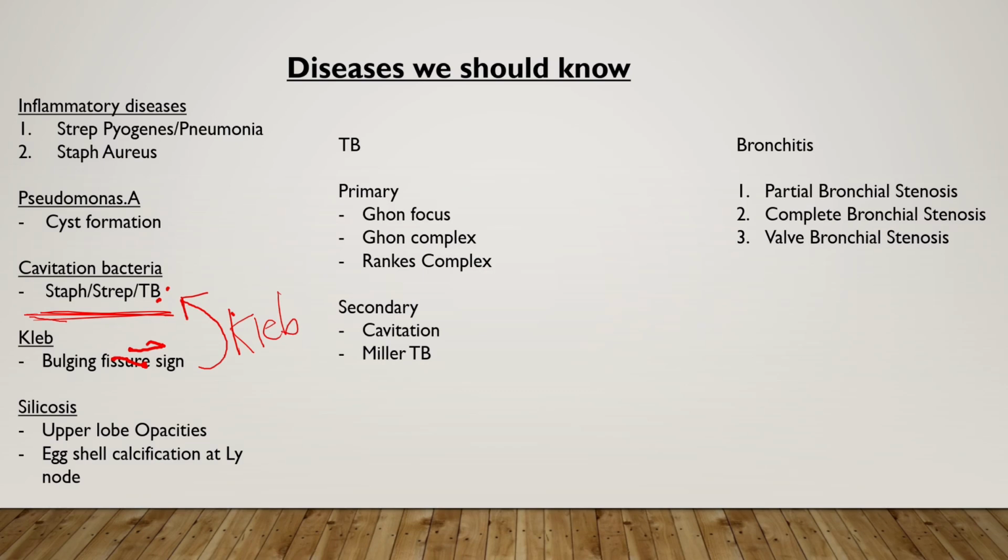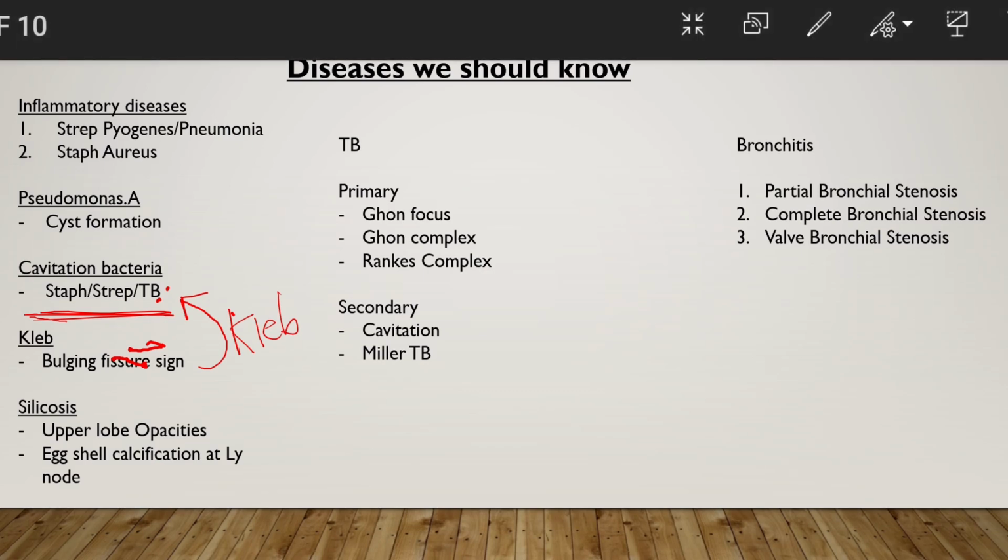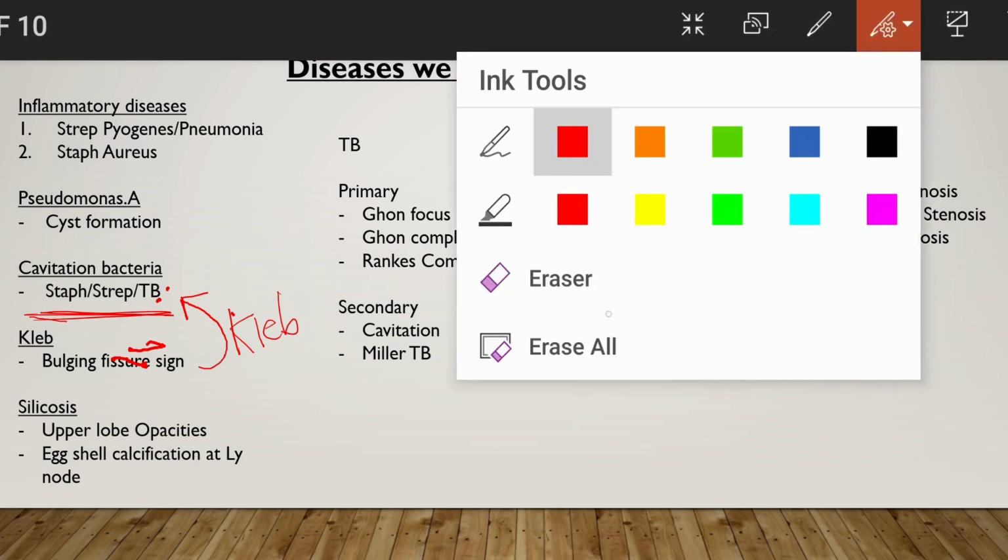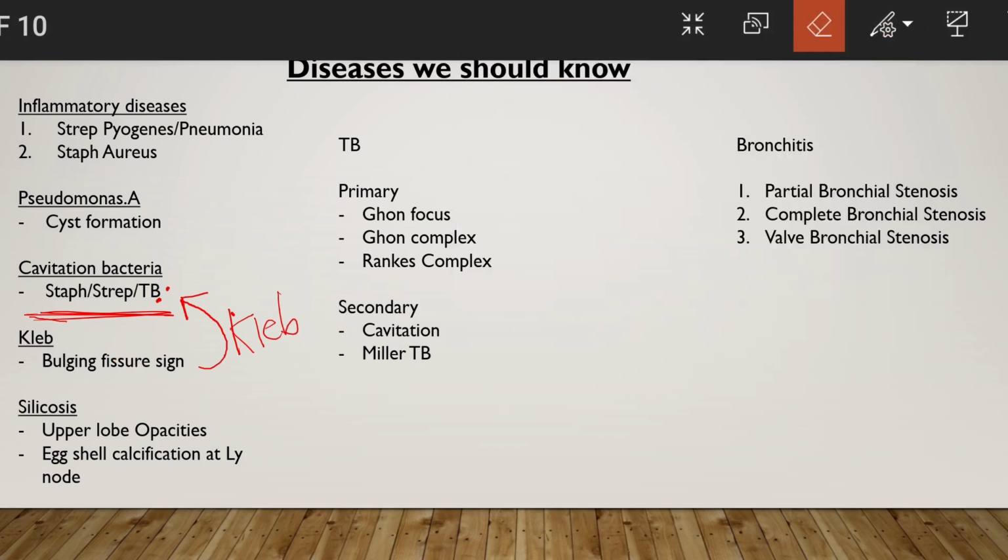When we do talk about Klebsiella, though, one thing definitely to know about it is something called the bulging fissure sign. I think I have a picture of this, but basically the lungs have fissures. These fissures can actually move due to the buildup of consolidation within the lungs, and this shifting and bulging of the fissure is the bulging fissure sign, which is associated with Klebsiella.